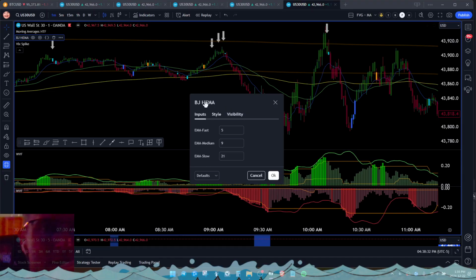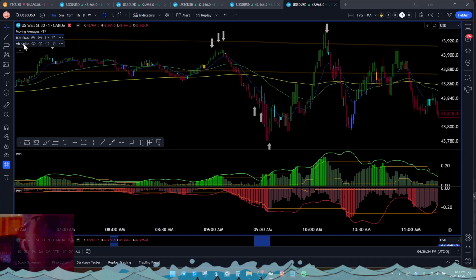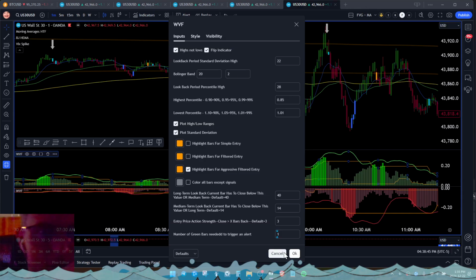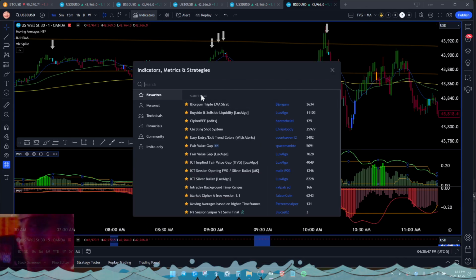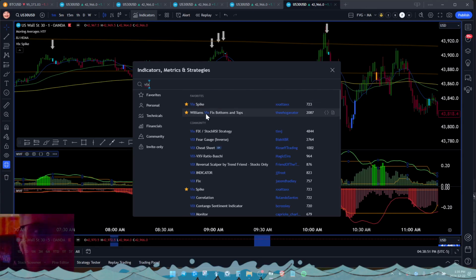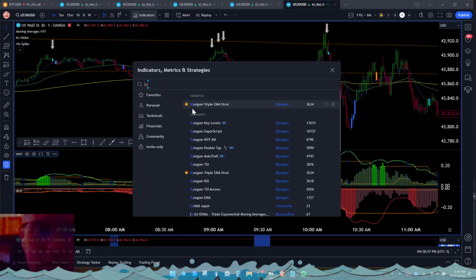The indicators I'm using here are BJ Hammer and Vic Spike, that's the white arrows. And then these two here, I changed the settings on to make them for buying and selling. But yeah, really good indicators. One of them is Vic Spike, the other one is this one here. And the BJ Hammer, what was that? Oh yeah, this is the BJ Hammer here.